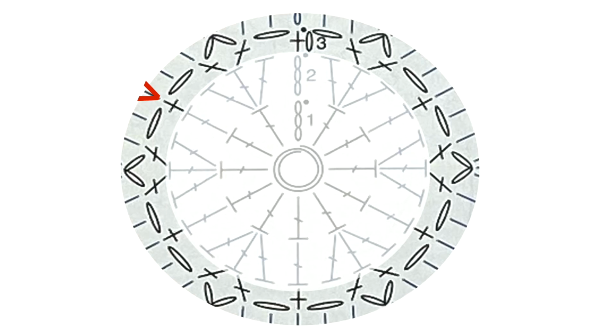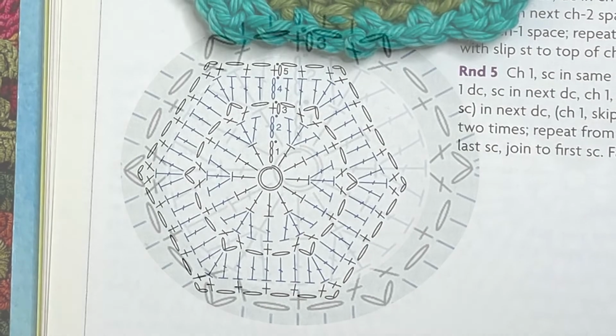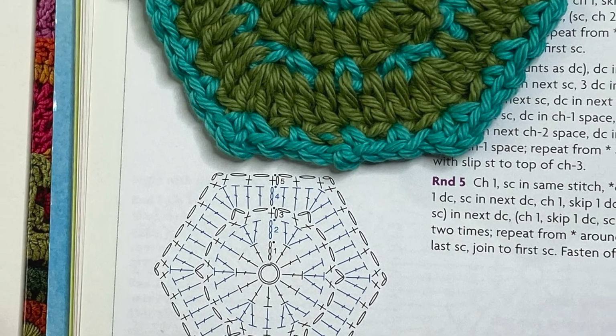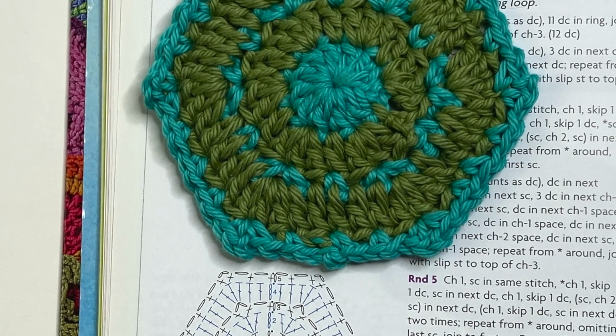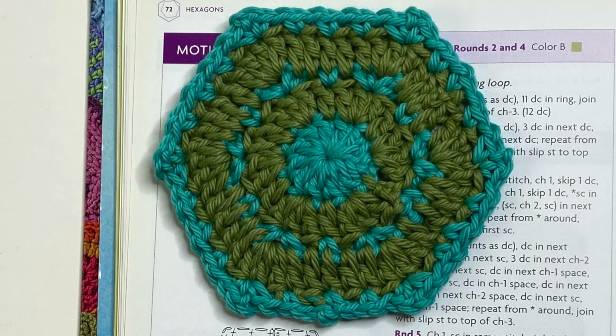And this is going to be my sequence. So I'm just going to follow the sequence all the way around with a slip stitch into that very first single that I started with. So even though that looks a little complicated, it's actually really easy. And then I'll just continue on with round 4 and 5.